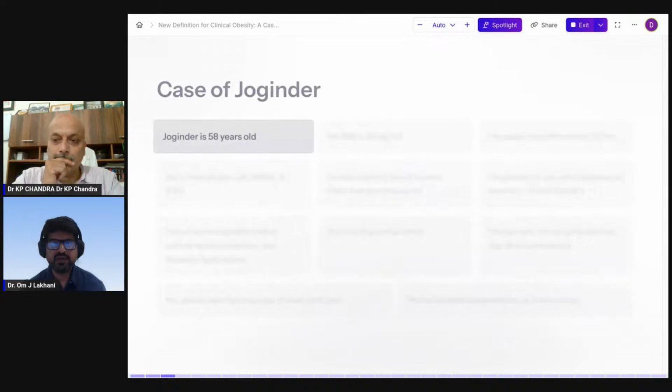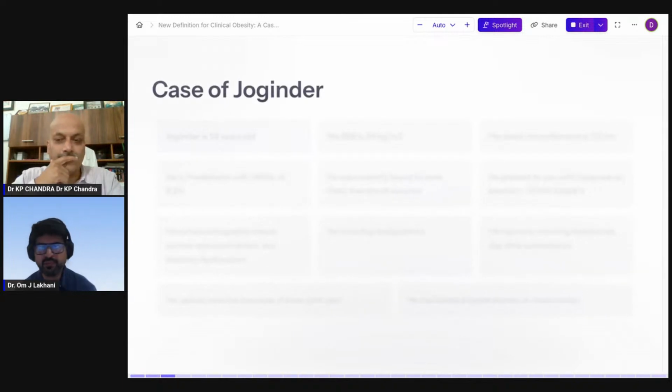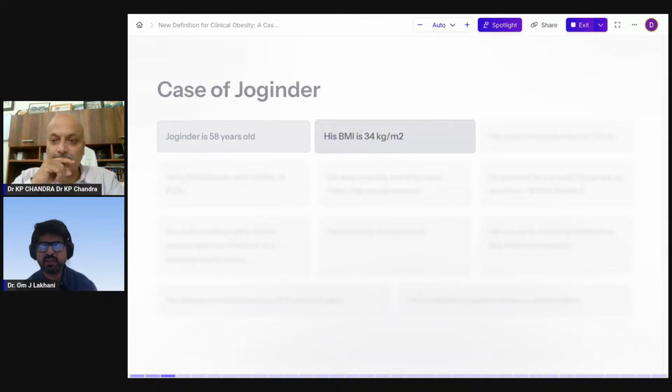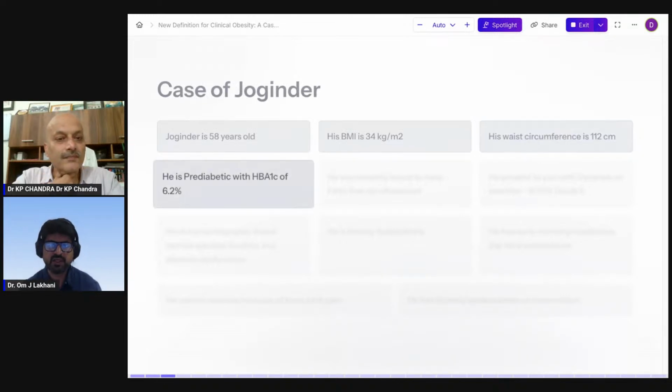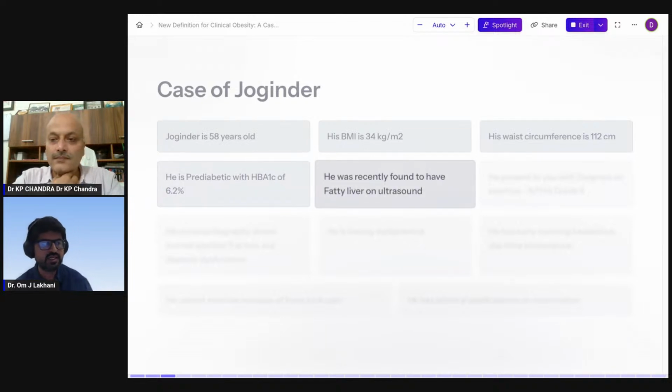And on the other hand, we have the case of Joginder. Joginder is 58 years old, so he's 10 years older than Mamta, but his BMI is exactly the same. His BMI is 34 kg per meter square. And as you can get from the name, he's a male. His waist circumference is 112 centimeters. He's pre-diabetic and his HbA1c is 6.2%. Recently he underwent an ultrasound where he has a fatty liver.